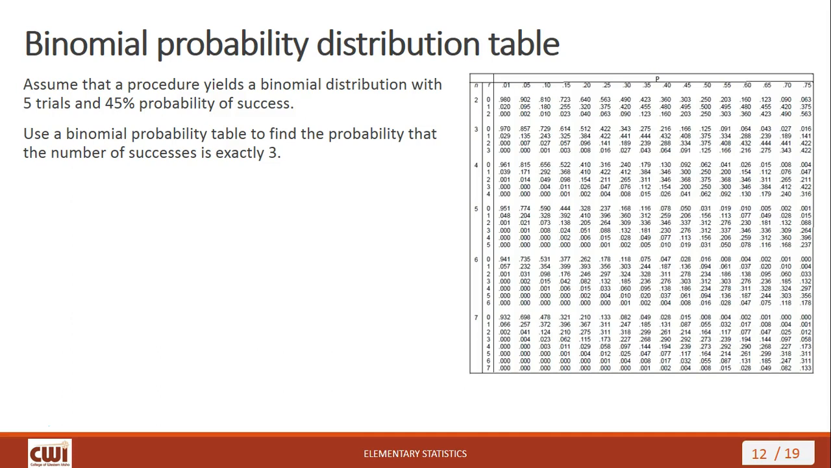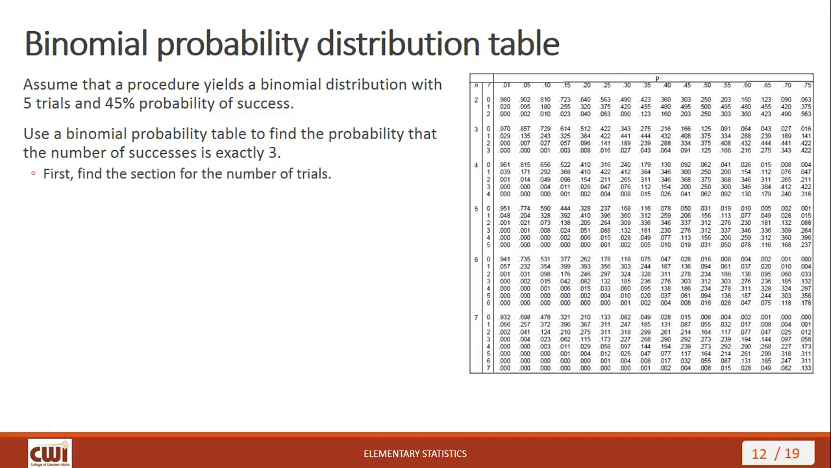Here we have a problem where we're saying, assume that a procedure yields a binomial distribution with 5 trials and 45% probability of success. Use a binomial probability table to find the probability that the number of successes is exactly 3. So, similar to what we were looking at before, only this time the probability of success is 45%. Let's learn how to use the distribution table to solve this problem.